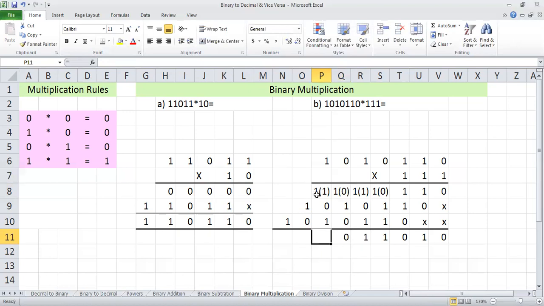Okay, now this time 1 plus 1 plus 1 is 11. So 1 will be carry forward. And 1 you will write here. Now this time 1 plus 1 is 10. So 1 will be carry forward. And 0 you have to put here and 1 will be carry forward.